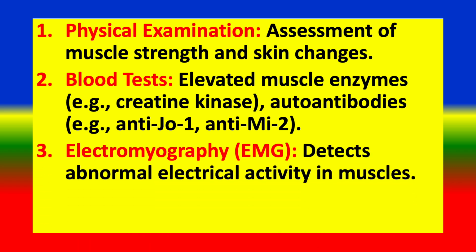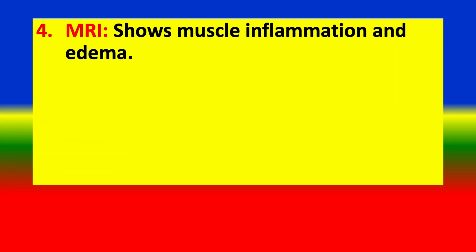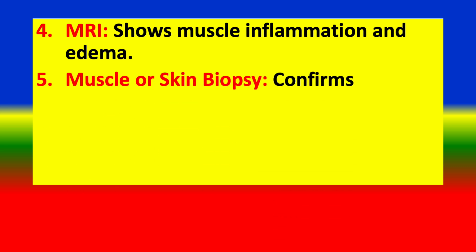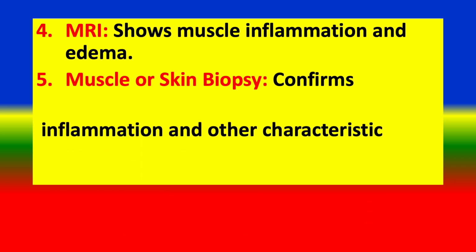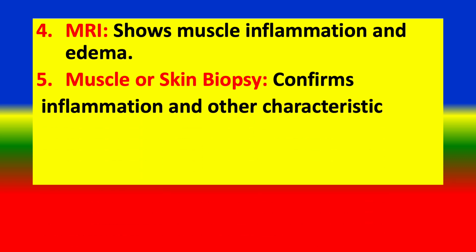3. Electromyography. Detects abnormal electrical activity in muscle. 4. MRI shows muscle inflammation and edema. 5. Muscle or skin biopsy confirms inflammation and other characteristic changes.